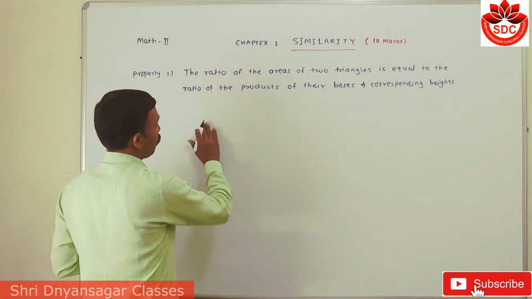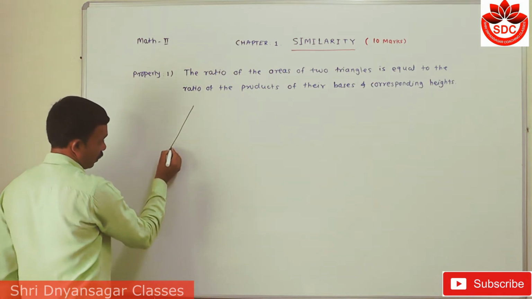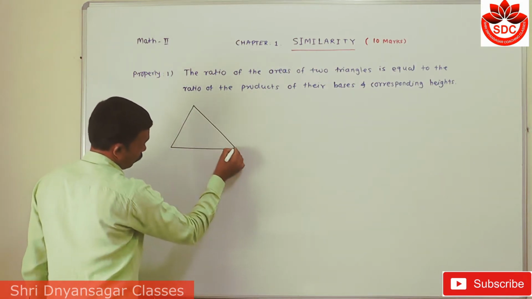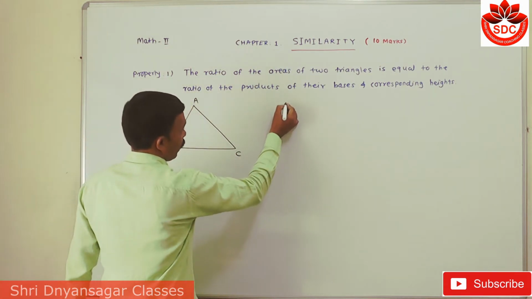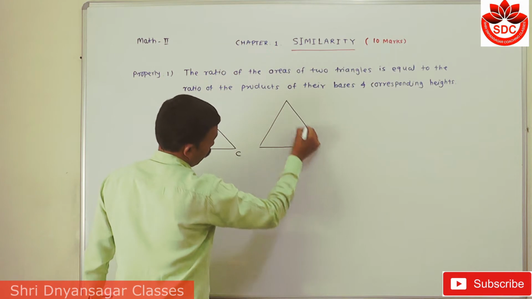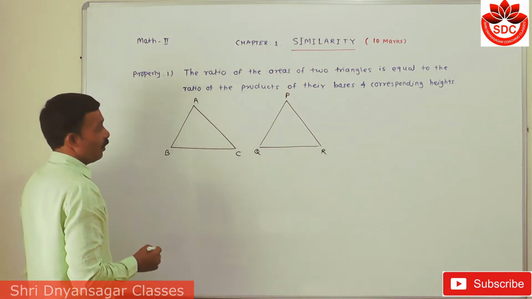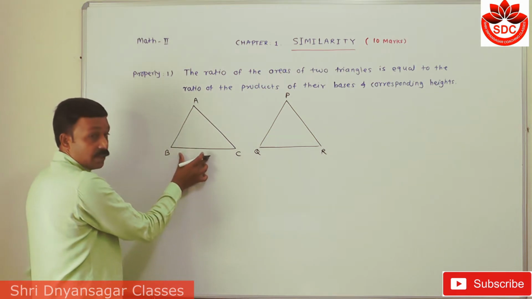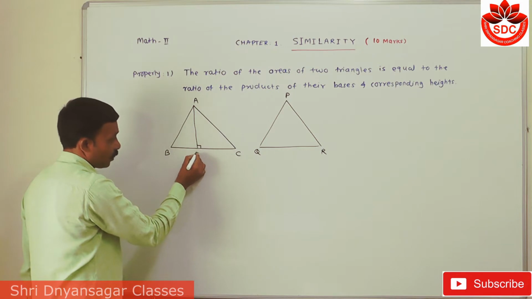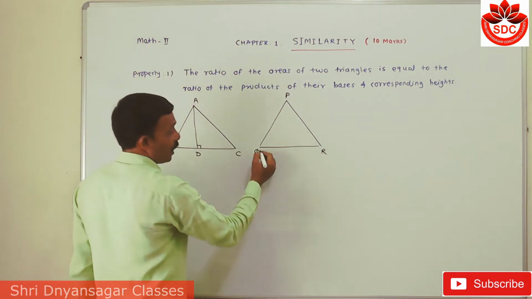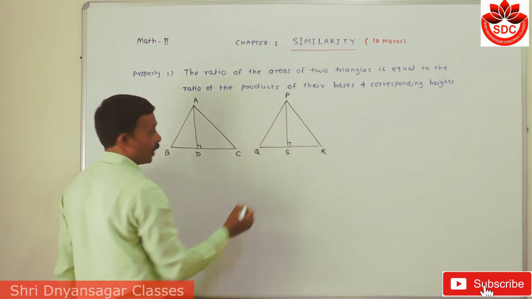Now I have to draw two triangles here. Suppose that the first triangle is ABC and another triangle is PQR. Now here the base of this triangle ABC is BC. Its corresponding height we draw here, suppose that AD. Here the base of this triangle is QR. Its corresponding height we draw here, PS.